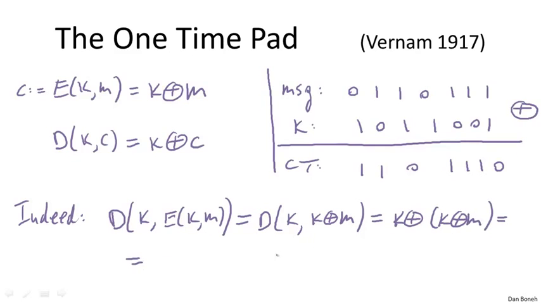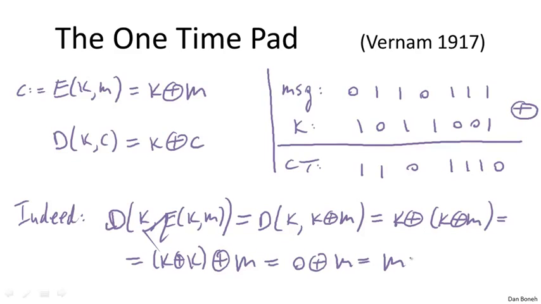Since XOR is addition modulo 2, and addition is associative, this is the same as K XOR K XOR M, which is simply, as you know, K XOR K is just 0, and 0 XOR anything is simply M. So this actually shows that the one-time pad is in fact a cipher, but it doesn't say anything about the security of the cipher. And we'll talk about security of the cipher in just a minute.